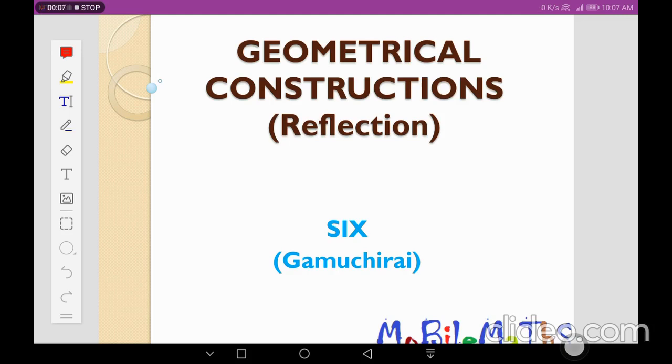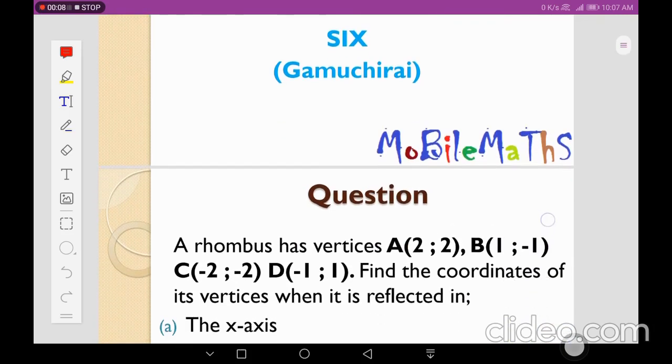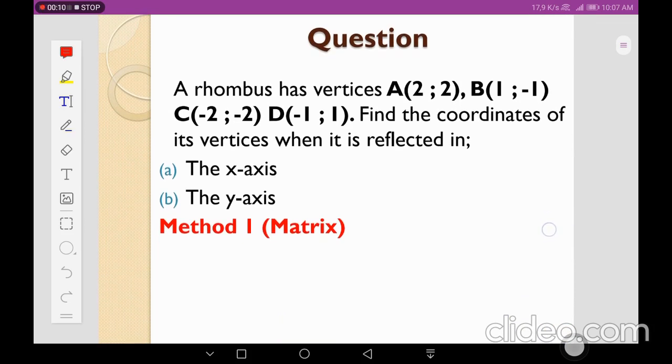Reflection under geometrical constructions 6. So I've got a question here that I'm going to be answering using 3 different methods. We have a rhombus with vertices A (2, 2), B (1, -1), C (-2, -2), and D (-1, 1). We want to find the coordinates when we reflect this rhombus through the x-axis and through the y-axis.